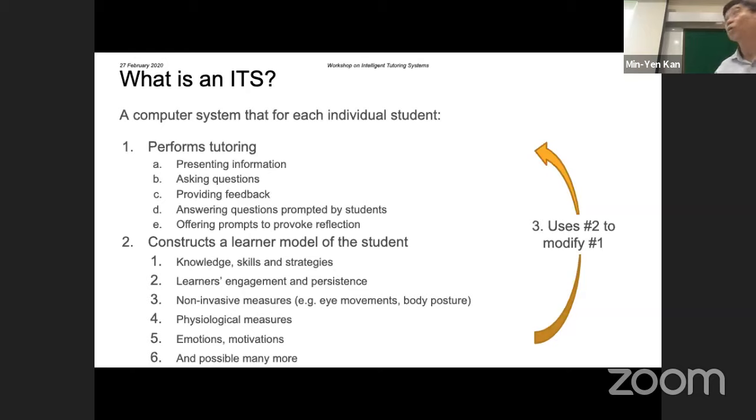Okay. So a learner model can contain a lot of information, a lot of variables. It could be a learner's engagement, persistence: how persistent is the student in trying to work on some problem? It could also take into account non-invasive measures, the gaze, looking at the computer screen where the gaze is, body posture. Also physiological measures, for example, sweat, emotions, motivation, many more. So we try to construct this model and use the model to come back to adapt the tutoring. So there's this loop of tutoring. And in order to do the tutoring, it constructs a model of the student.